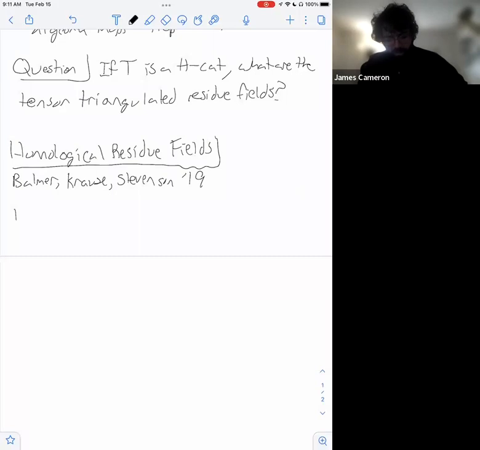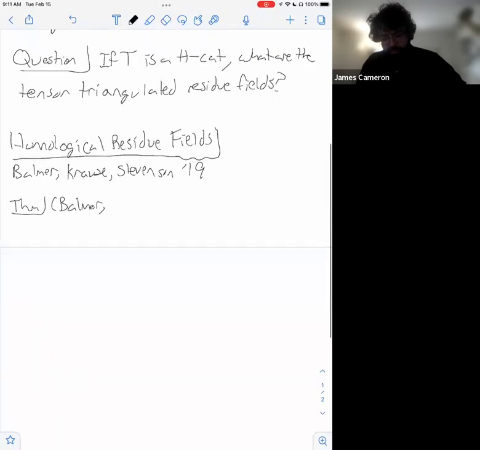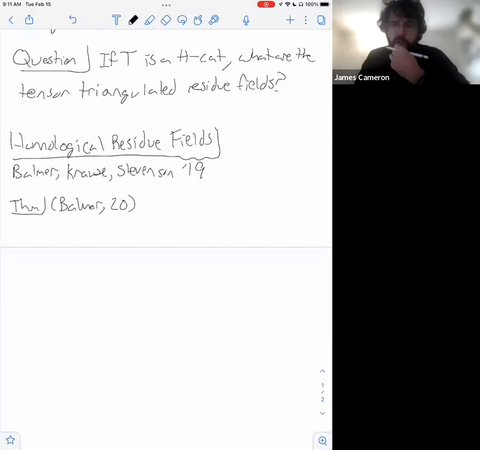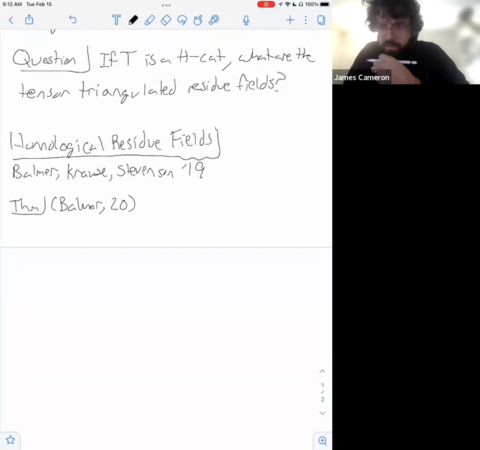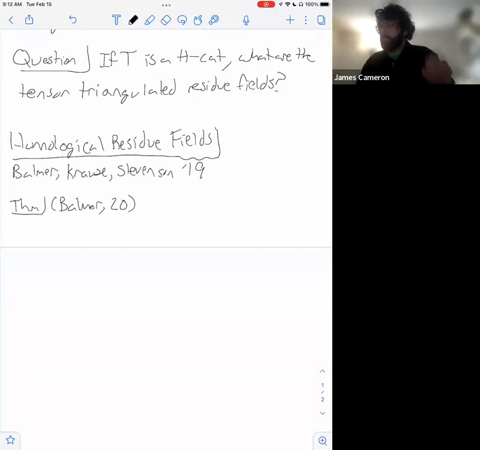So here's a theorem from Paul Balmer, and it's a very cool theorem. But the main reason I want to say it now is because hopefully you'll see that whatever these homological residue fields are, they tell us a lot about the category.